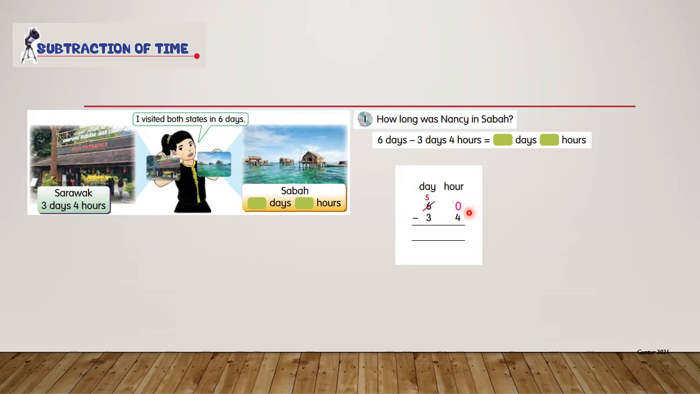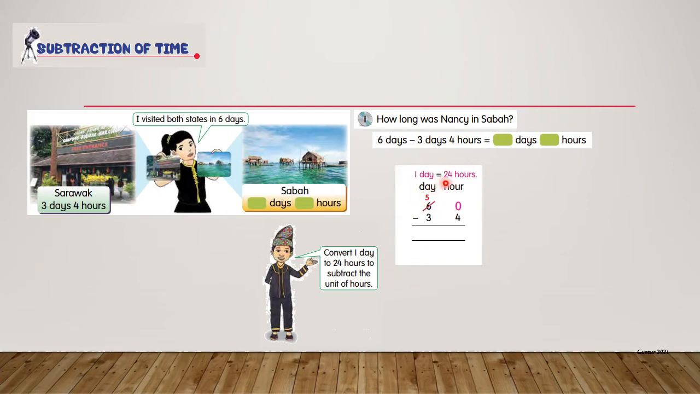1 day is equal to 24 hours. First, convert 1 day to 24 hours. Subtract the unit of hour. Okay, 1 day is 24 hours. So we write in hour 24 to subtract 4. It's better to cancel the 0 here. Okay, now 24 hours can be subtracted by 4. You got the answer 20, and 5 days subtract by 3 days, you got 2 days. Okay, so the answer here is 2 days and 20 hours.